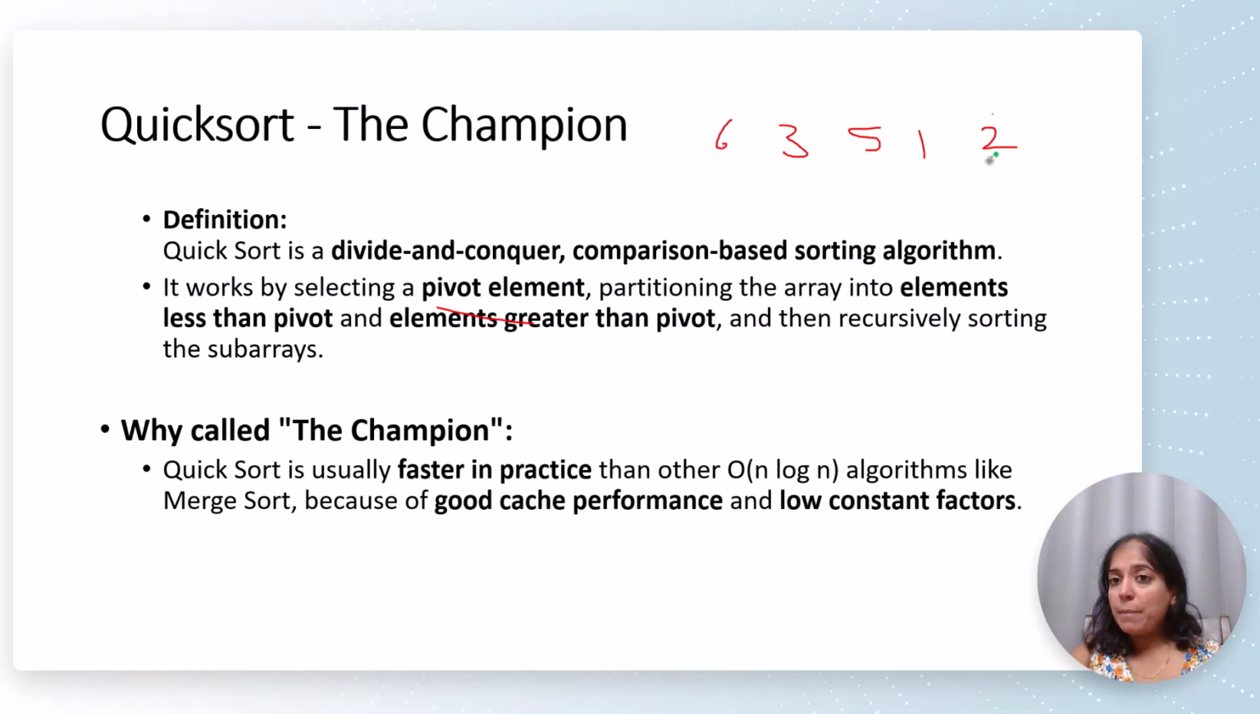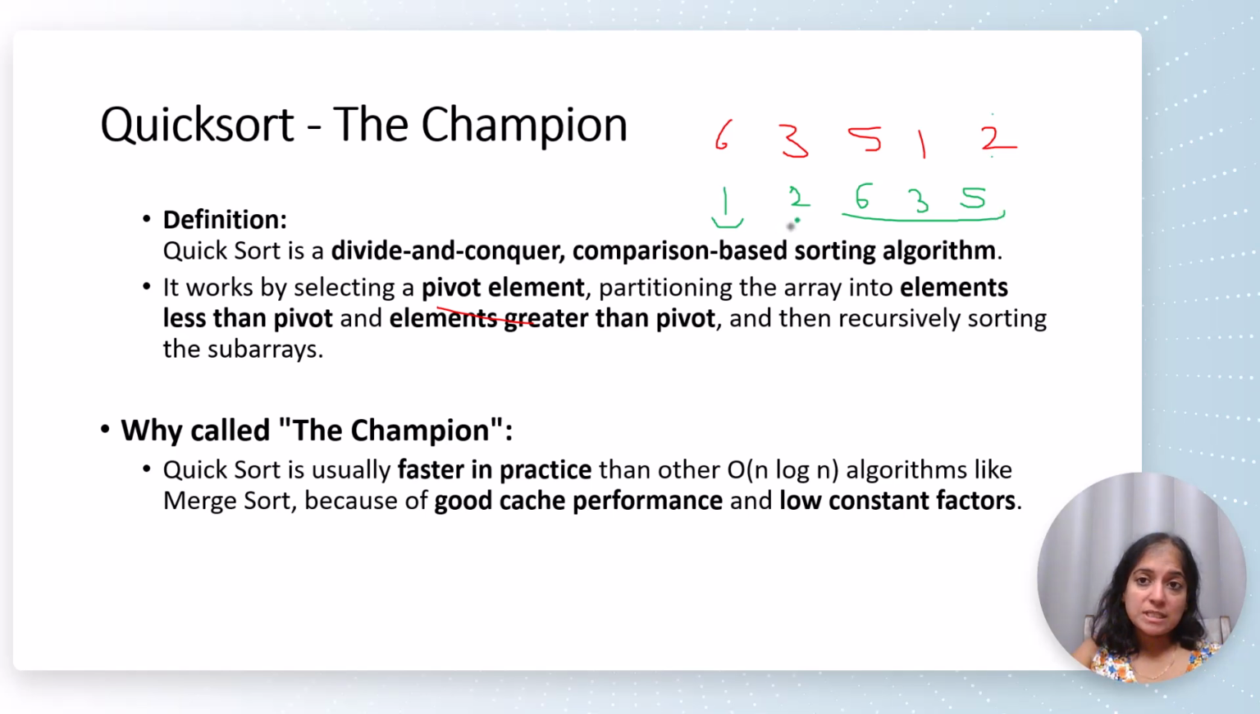We will perform the partitioning such that elements which are less than 2 are on its left hand side and the elements which are greater than 2 are on its right hand side. So 1 is less than 2, so 1 will be on the left hand side of 2, and 6, 3, 5 are greater than 2, so those will be on the right hand side. So now we have two subarrays: one is 1, the other is 6, 3, 5. 2 is in its position. Now we perform the same process for the left and right subarrays.